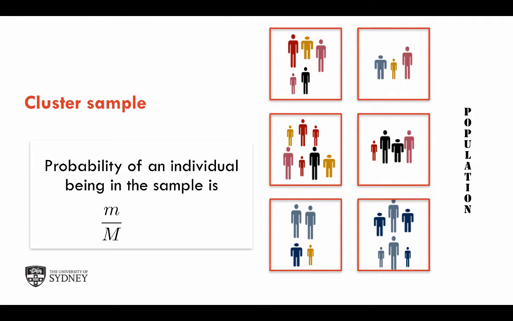Now, the probability of an individual in a cluster sampling scheme being selected for the sample is the probability of the cluster being selected for the sample. So it's going to be little m divided by capital M, where little m is the number of clusters in the sample. So in our example, 3 divided by the number of clusters in the population, in this case 6.